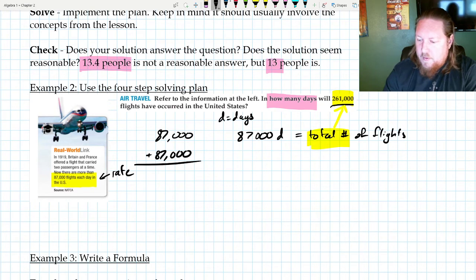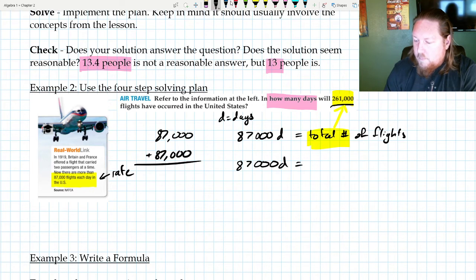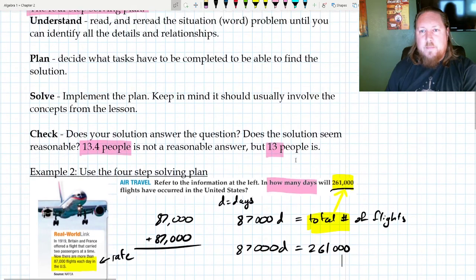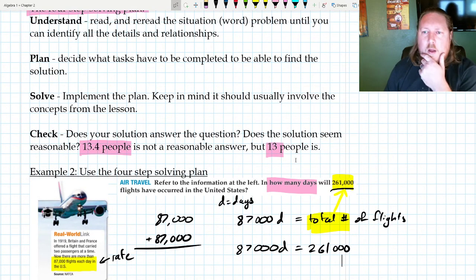261,000. Now I've got my whole equation. All right. So now I've got my equation all set up. I've got my plan. I need to solve that equation, right?